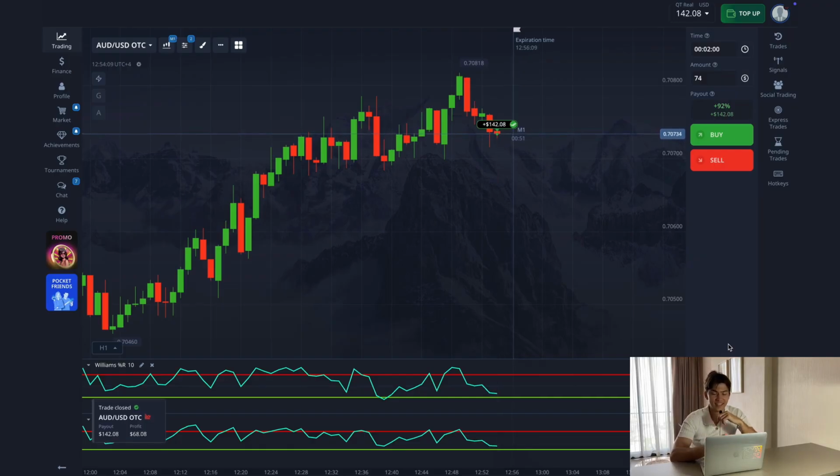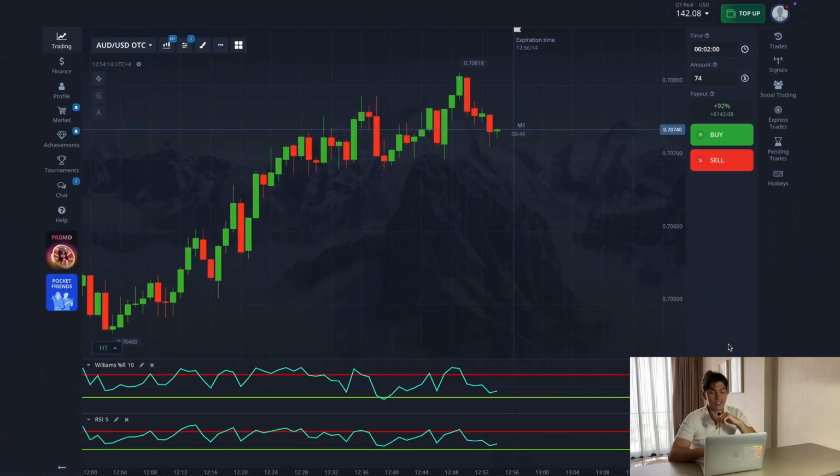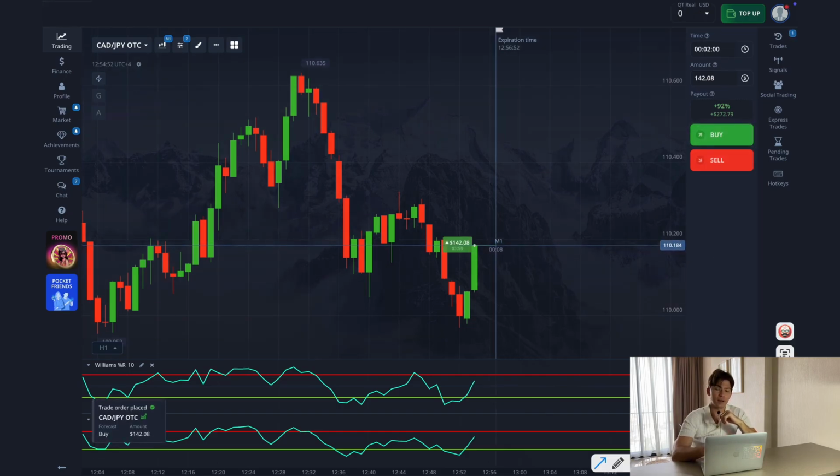And there it is, locking in $68 in profit, clean trade. Let's keep moving. Now the market starts to shift its tone. Expiration 2 minutes and I'm opening a buy trade for $142.